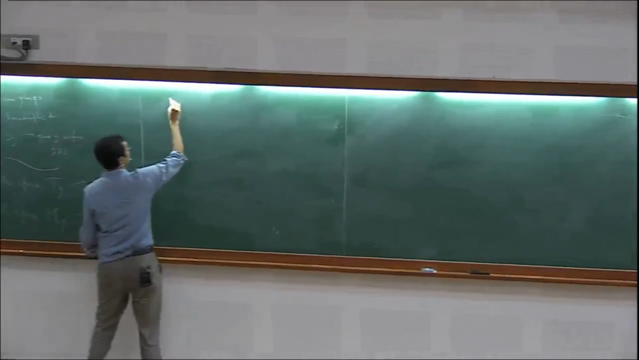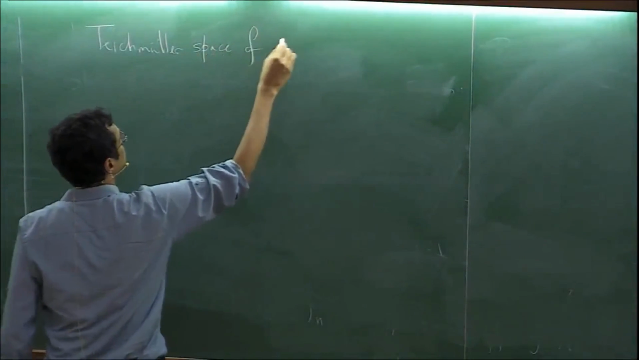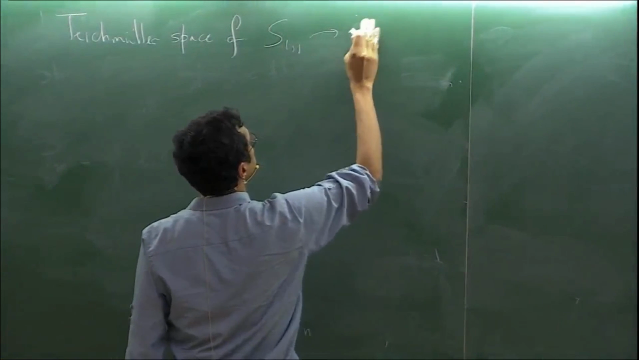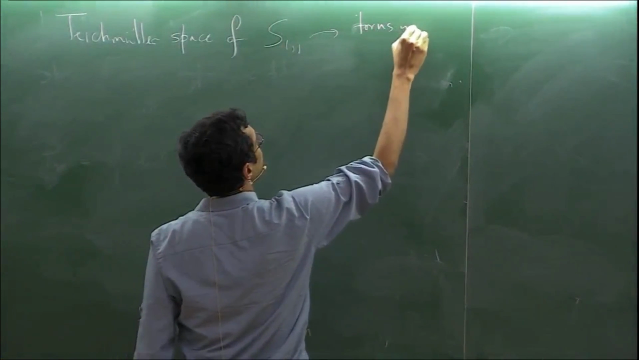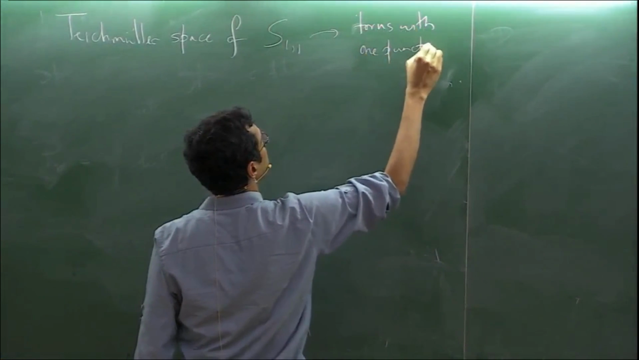This is now the task. So Teichmuller space of S11, which is just a torus with 1 point removed, with 1 puncture. Okay?